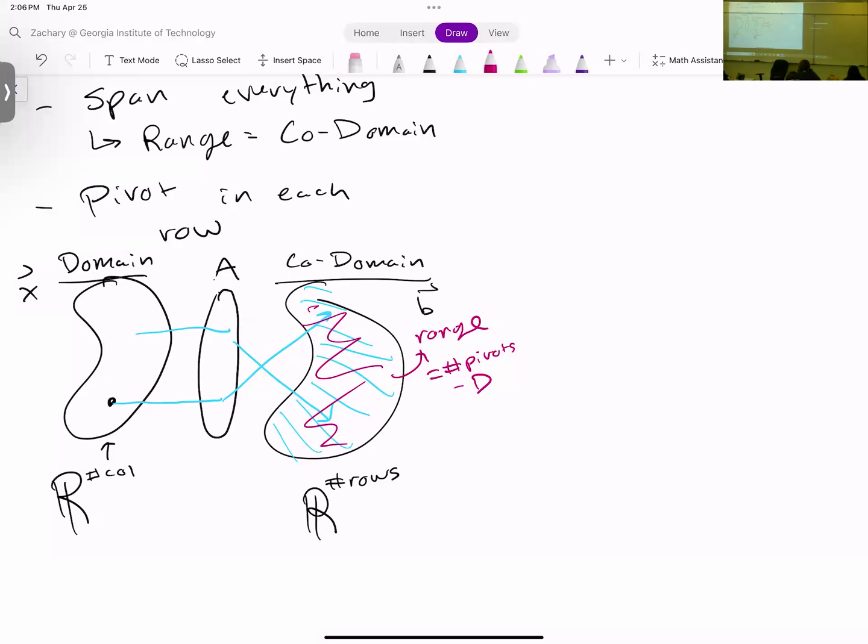You know these things. Cool. Any questions on this? This makes sense so far? So the purpose of onto is to be able to get everywhere.